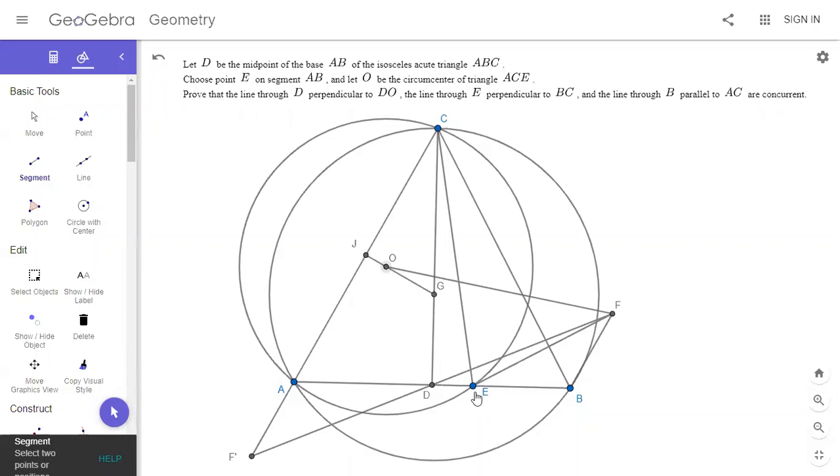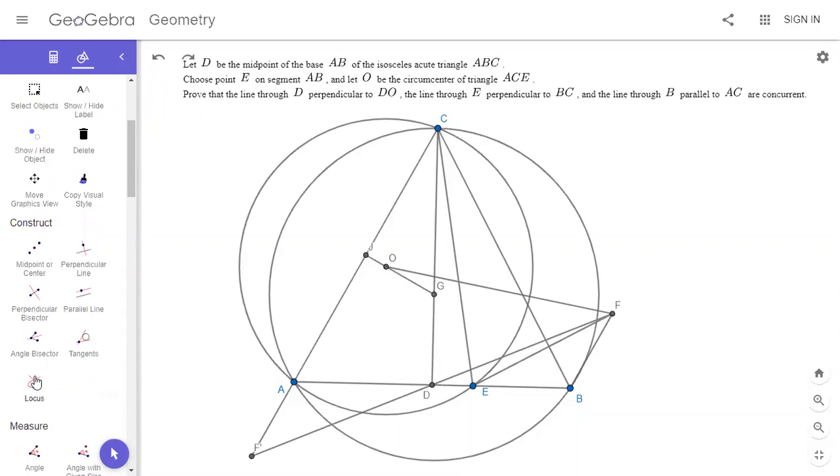Oh, that could be. That sounds interesting. OEF prime and OCF. Let's check the angles. Kind of cheating here. 64.2, 71. I'm not sure. Let's check. I don't think so. Oops. What did I just do?